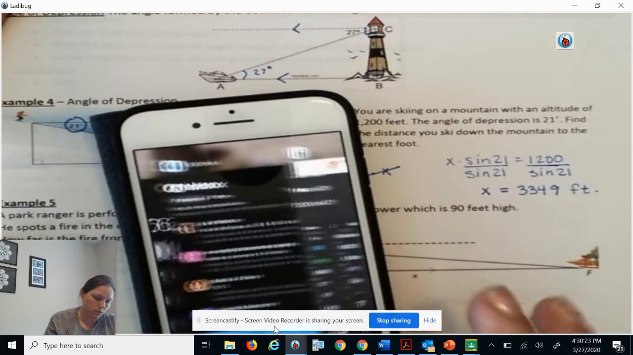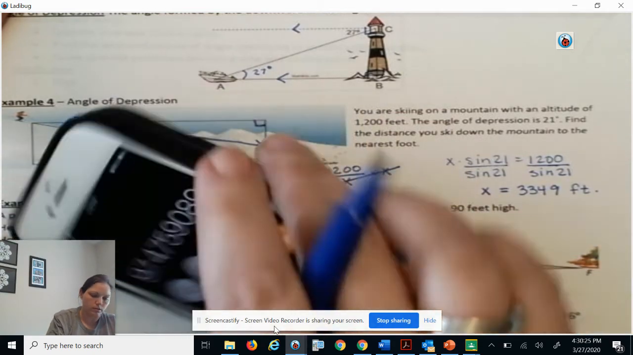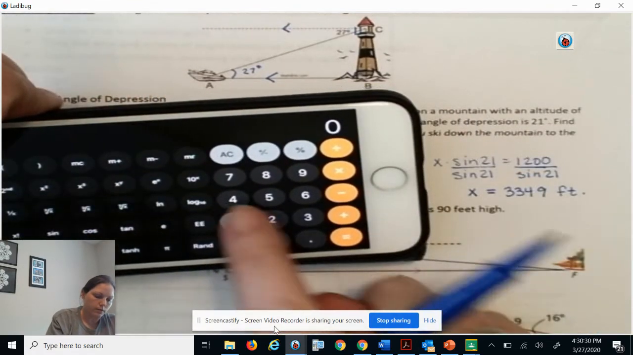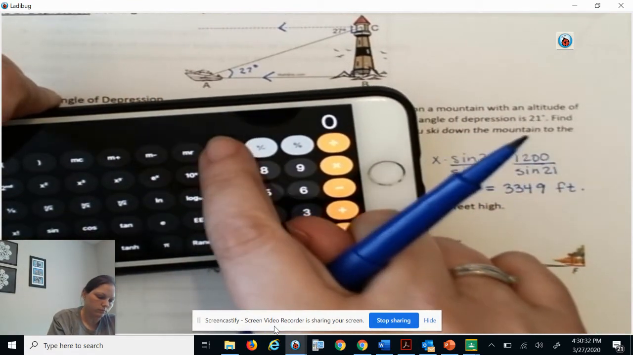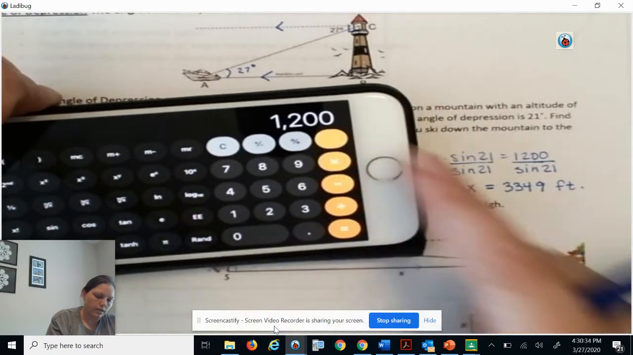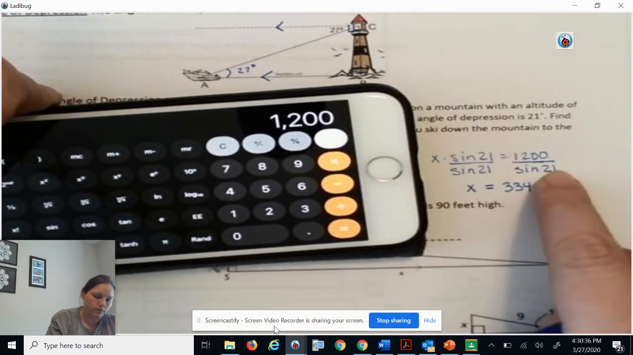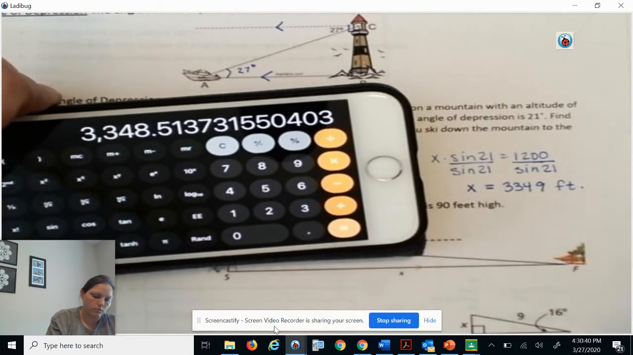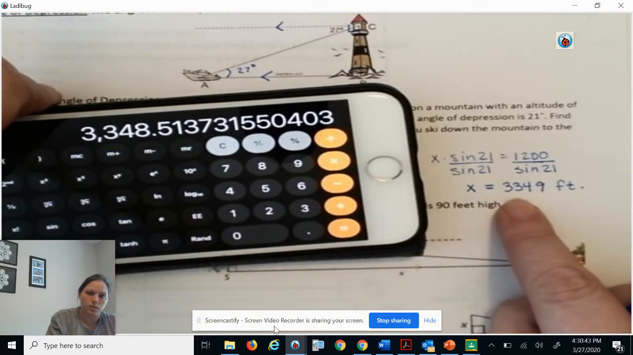Okay, real quickly, I'm going to show you on the standard calculator. Again, 1200 divided by, put your angle in first, 21, then sine, then equals. And you see you get your same answer.